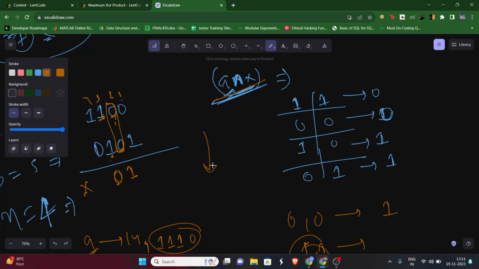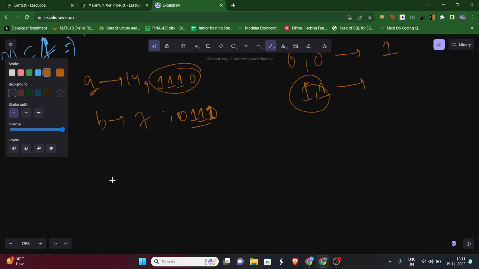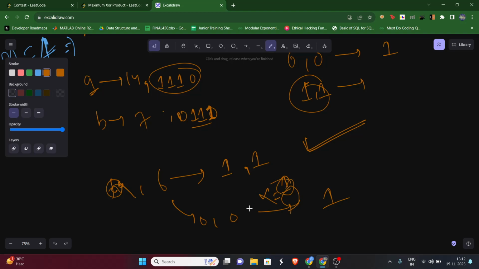Okay, so from here what we realize is that for both a and b, if the ith bit is 1 in both, then it's good, we can leave it as 1. Or if both the bits are equal to 0, then we can make it 1 by putting the corresponding bit in x as 1. Okay, till here we are clear.